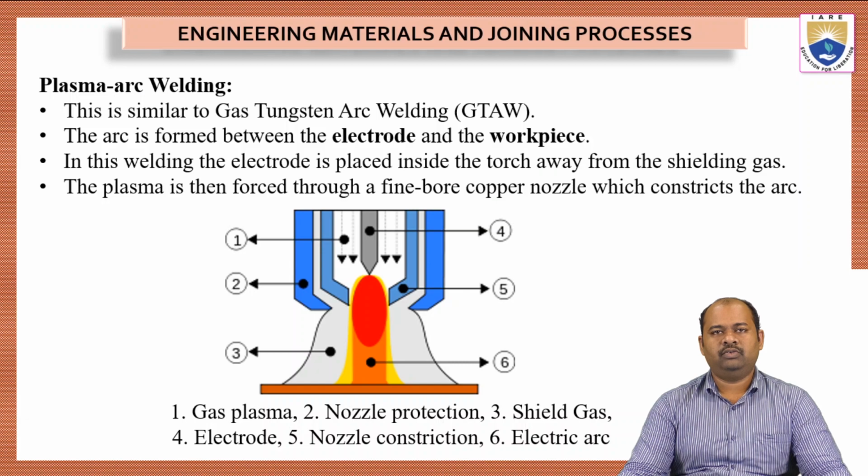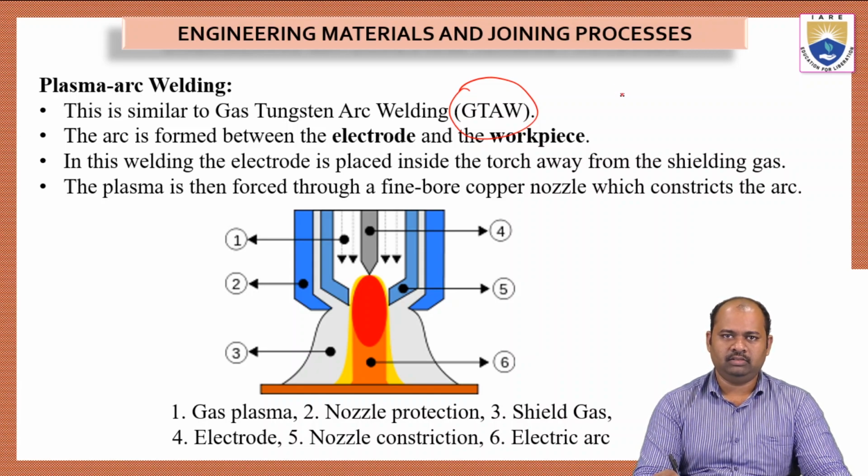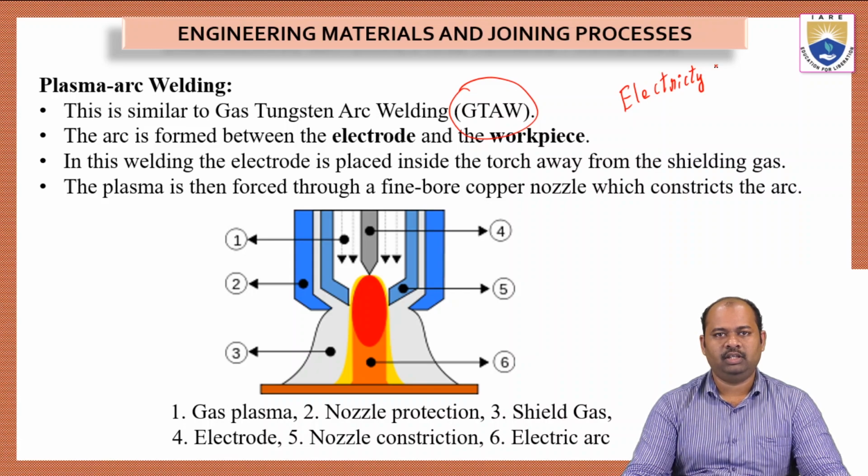So, the first technique for today is plasma arc welding. So, what is plasma arc welding? This is a kind of welding which is done on metals. This is very similar to gas tungsten arc welding, that is GTAW, where we are going to use a different energy source. In GTAW, we will use electricity for the production of arc, whereas in plasma arc welding, we are going to actually produce a plasma arc.